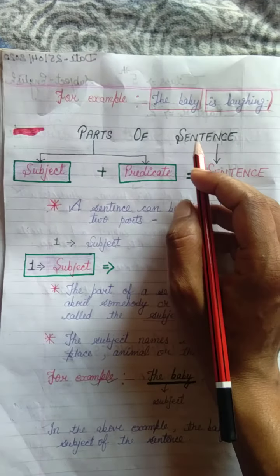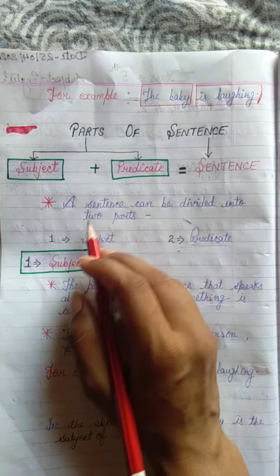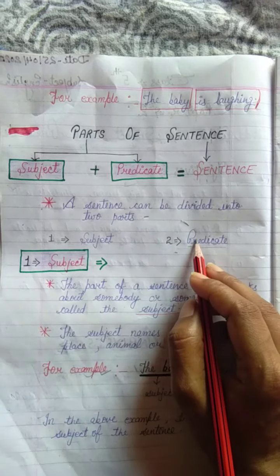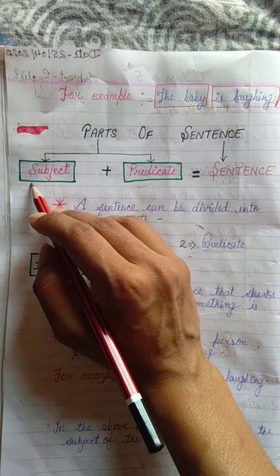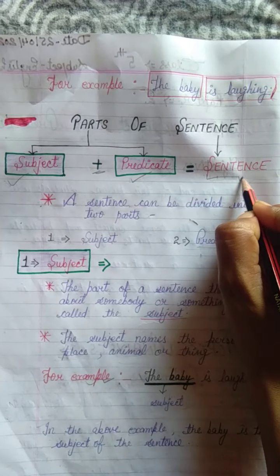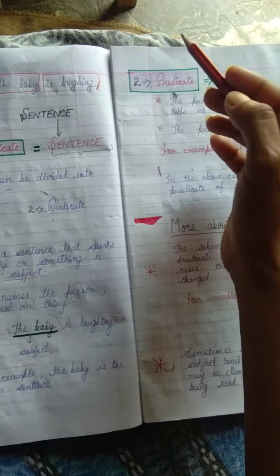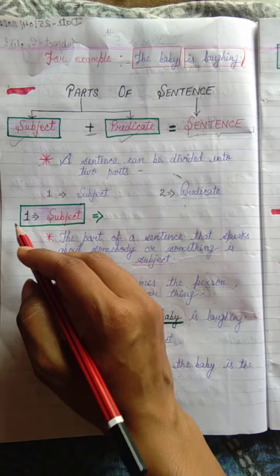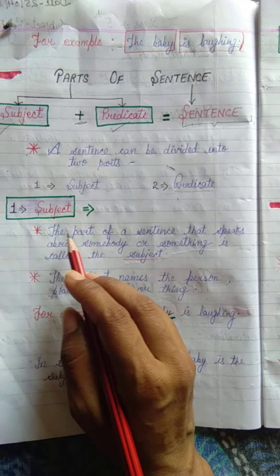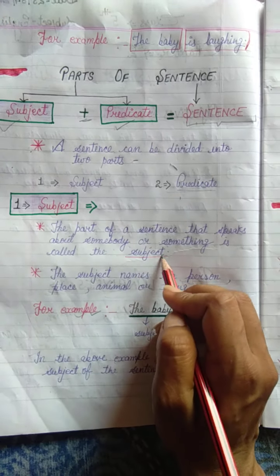Now that we have learned what a sentence is, let's learn about the parts of a sentence. A sentence can be divided into two parts. First one is subject and second one is predicate. When we add any subject with any predicate, it becomes a sentence. Students, let's talk about subject and predicate one by one in detail. Let's start with the subject.